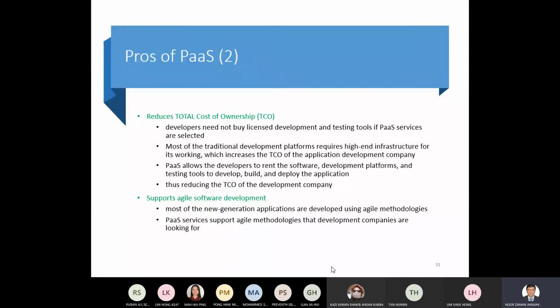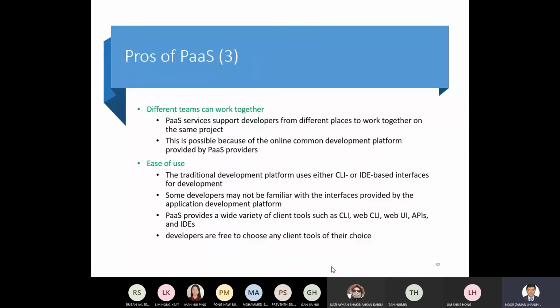And it is supporting agile software development. That's what we just discussed about the PaaS concept. So in other words, we can say that besides the other properties, the expertise and the pros, the major pro of this service model is the collaborative work. It is the best suitable for PaaS. Okay, further, different teams can work together.